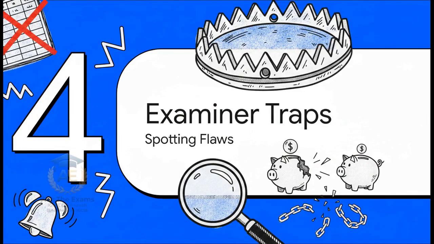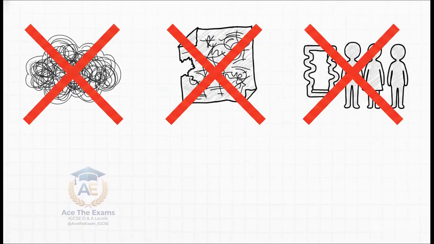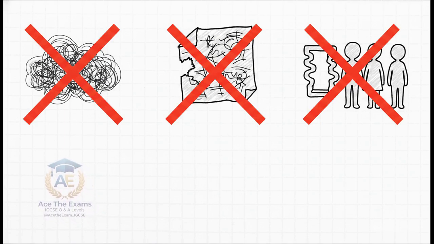Section 4, Examiner Warnings and Traps, Spotting the Flaw in Examiner Reports. We combed meticulously through years of examiner reports to isolate the absolute fatal mistakes that cost students top-tier grades every single year. Consider this an interactive workshop segment. If you were grading a poorly written student answer right now, what flaws would you look for? Here are the top 3 traps set by examiners.